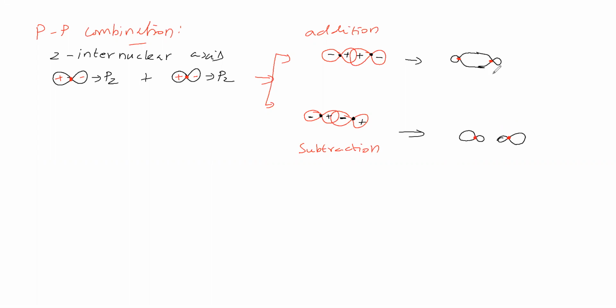On either side of the nuclei, that means the right side of this nucleus and the left side of this nucleus, the size of the lobe is less. In between two nuclei, the size of the lobe is high because this situation is favorable for bonding. Therefore, it is called bonding molecular orbital.